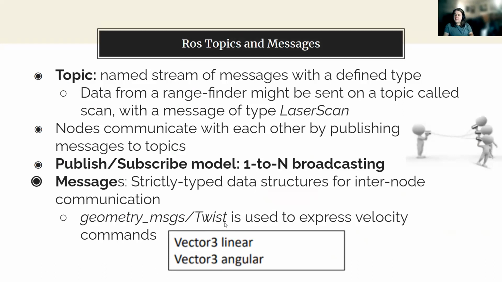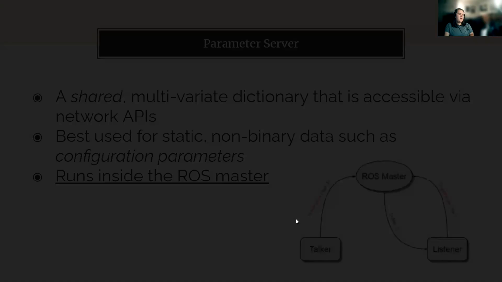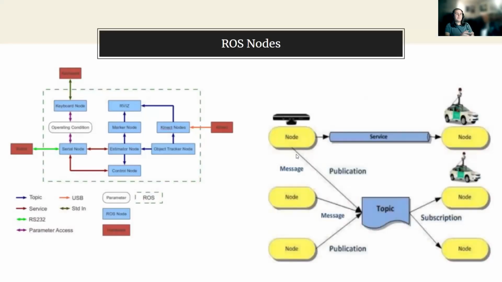If you've ever used JavaScript or JSON, they're basically just JSON objects. Objects is really what they are. They just contain certain structured data. So twist contains one 3D vector of a linear velocity and one 3D vector of an angular velocity. And what nodes can do is they can publish that twist message to this topic, right?